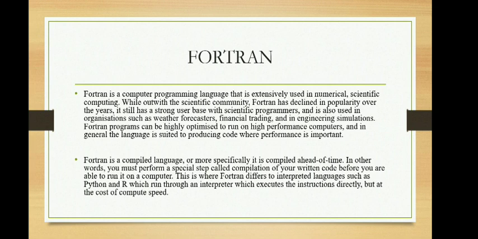In other words, you must perform a special step called compilation of your written code before you are able to run it on a computer. This is where Fortran differs from interpreted languages such as Python and R, which run through an interpreter which executes the instructions directly, but at the cost of compute speed.